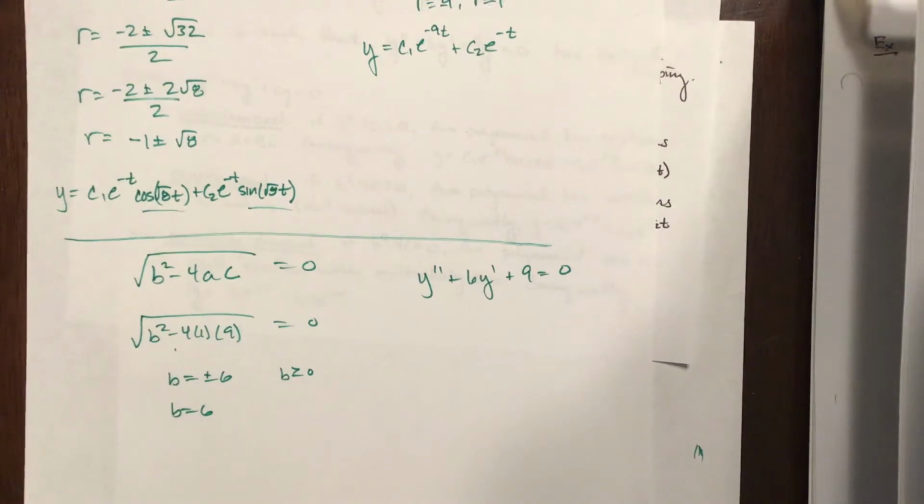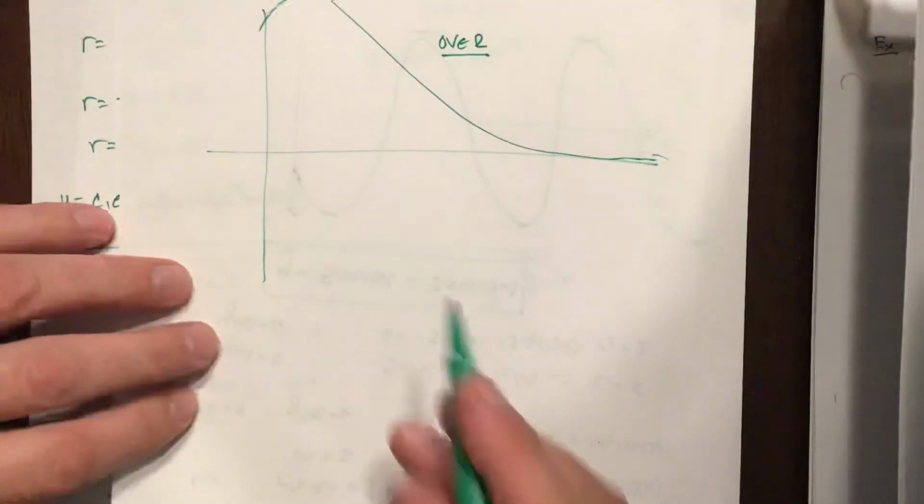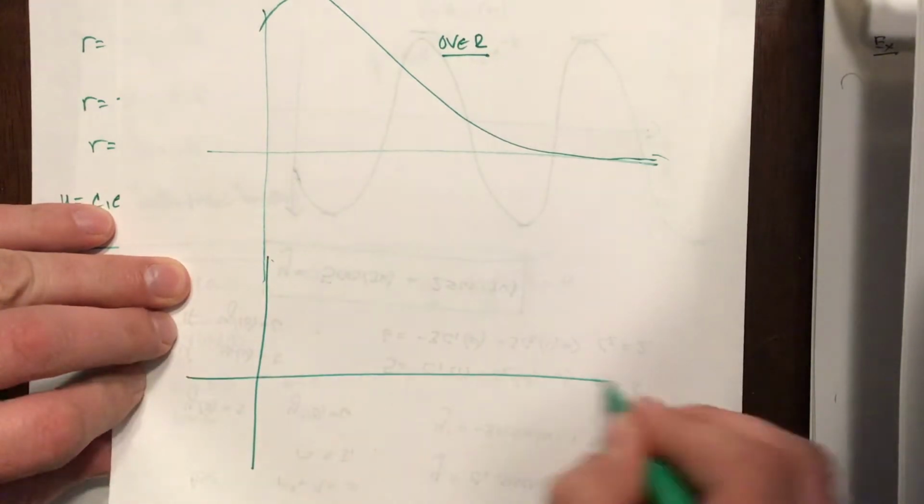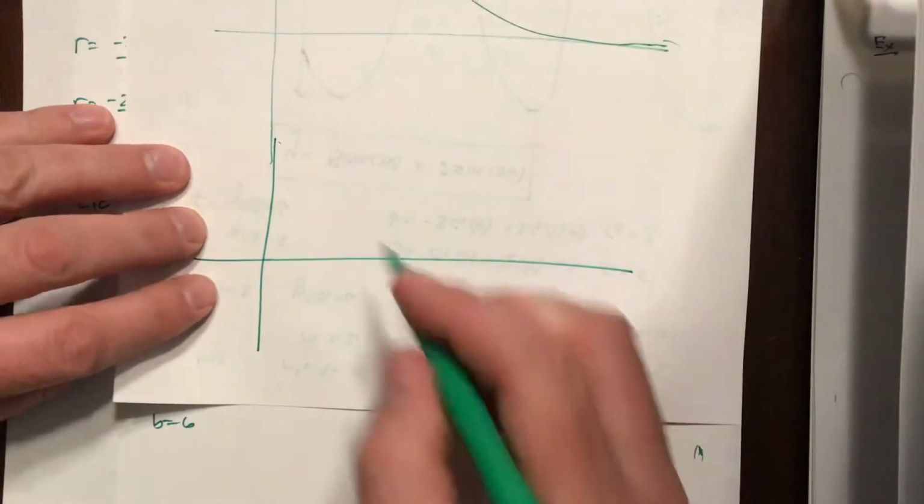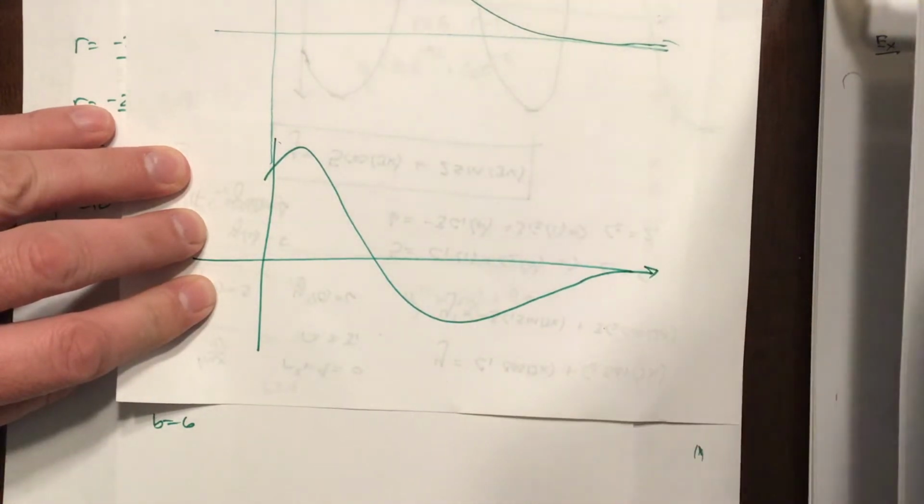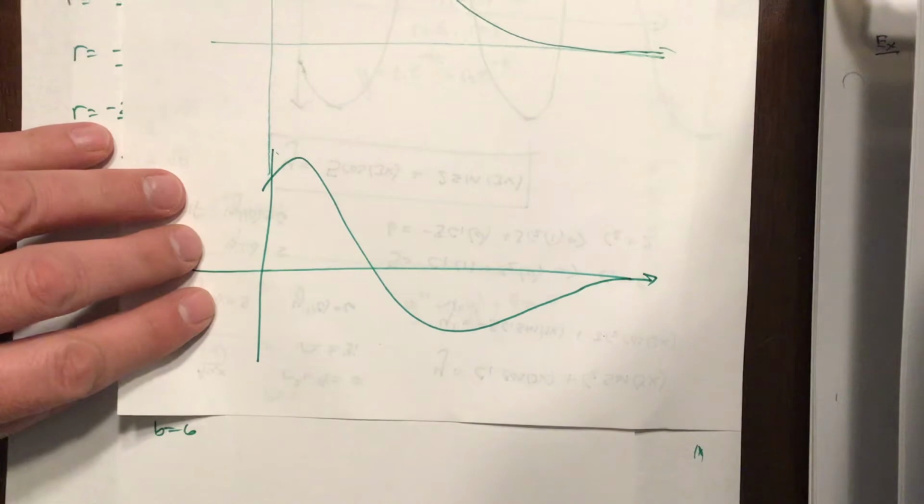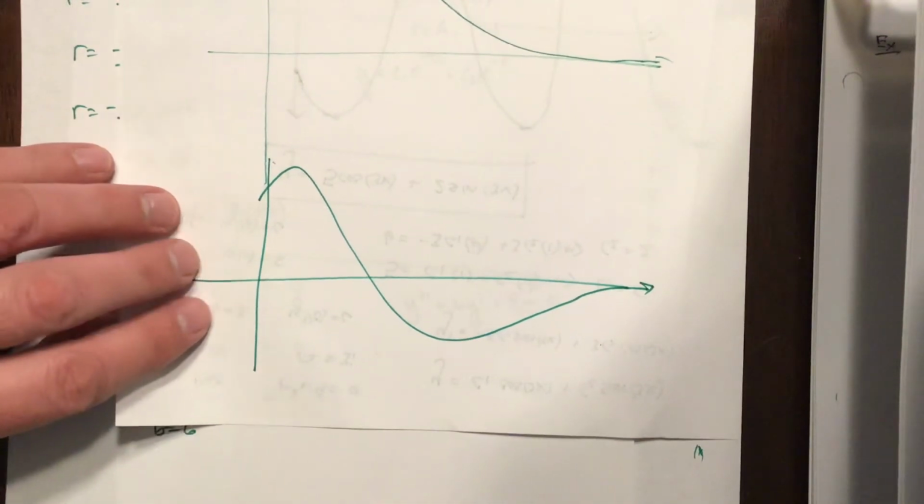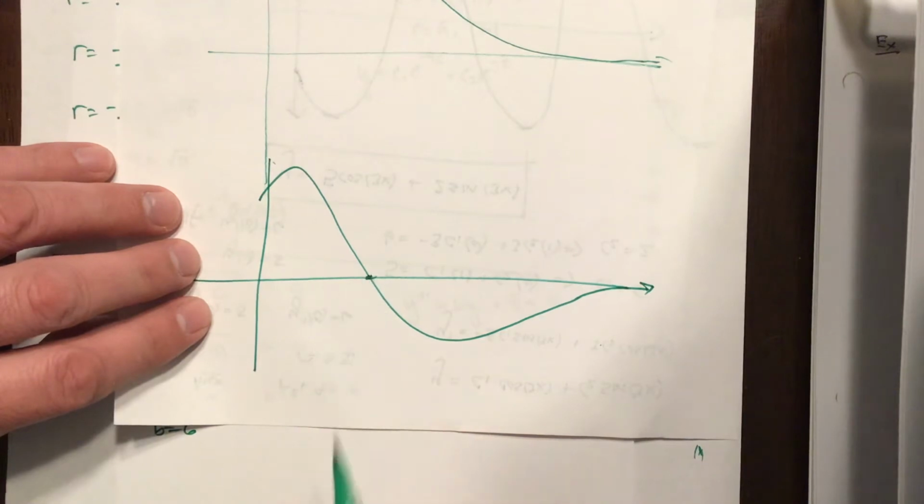Okay, and critical damping is going to look like that, where it doesn't repeatedly oscillate up and down. It crosses through the natural length once and then returns to the natural length over time.